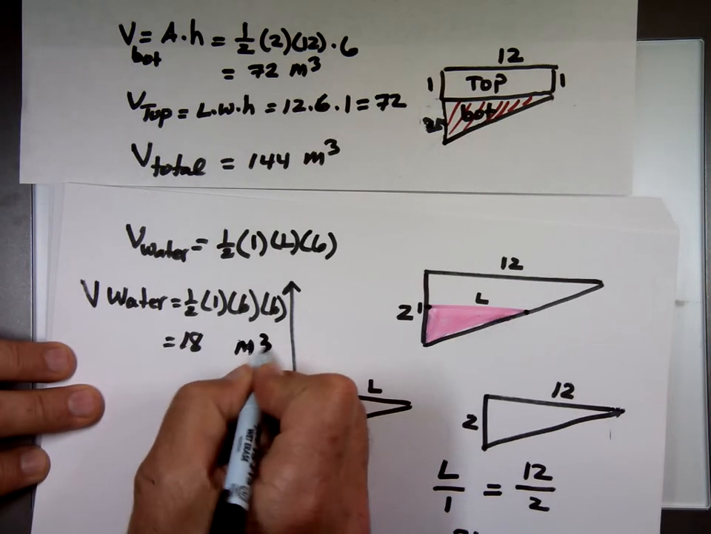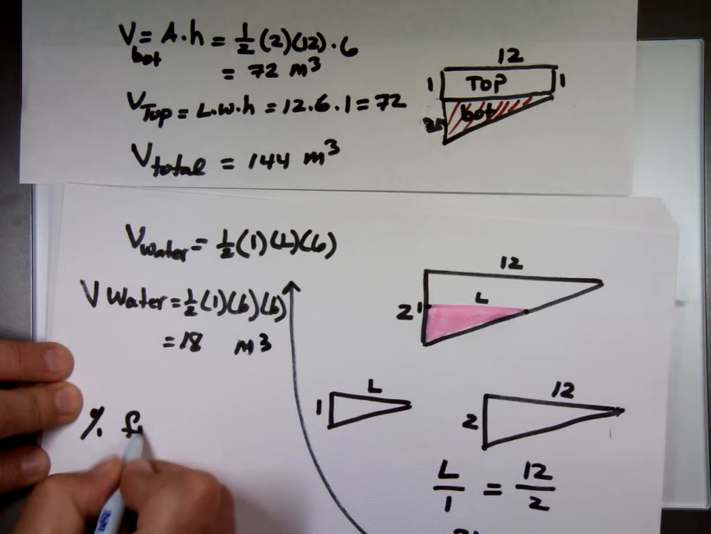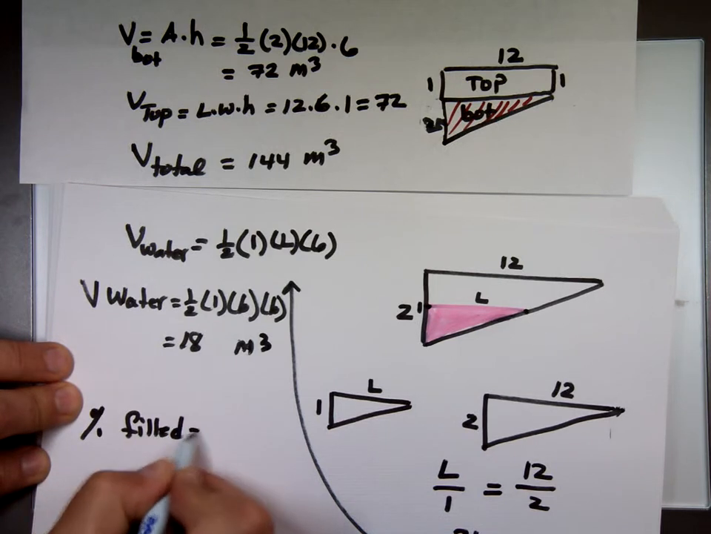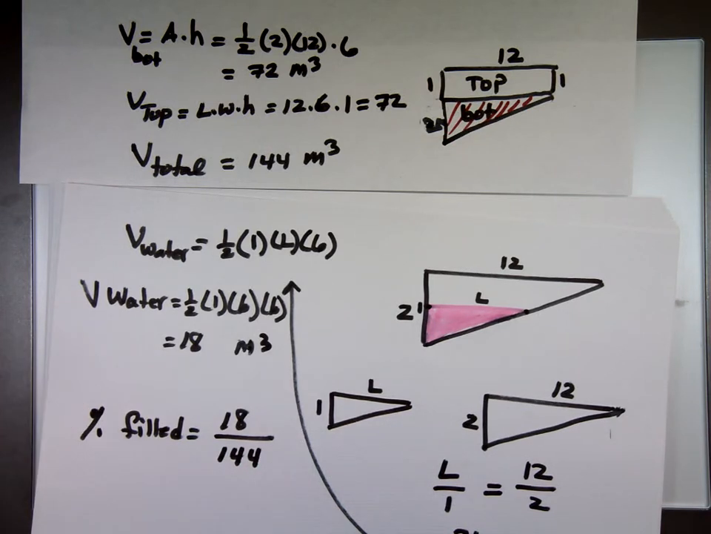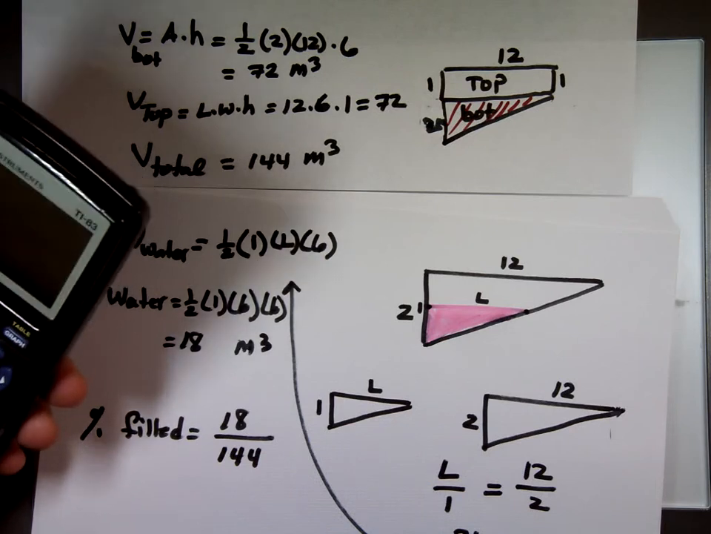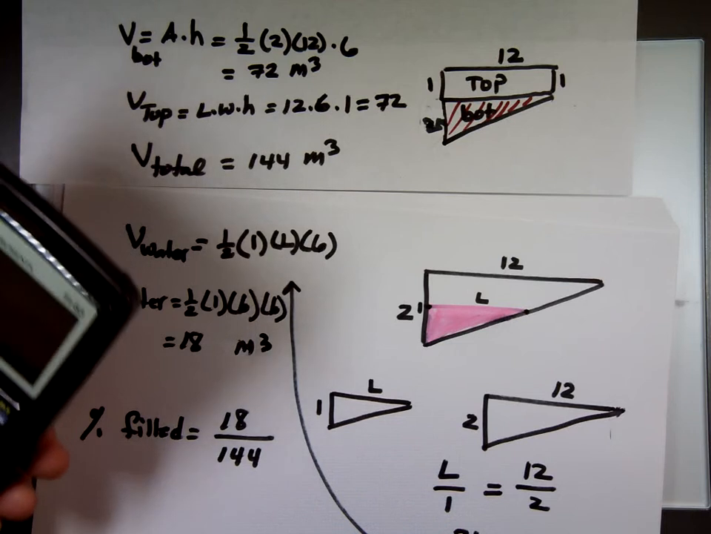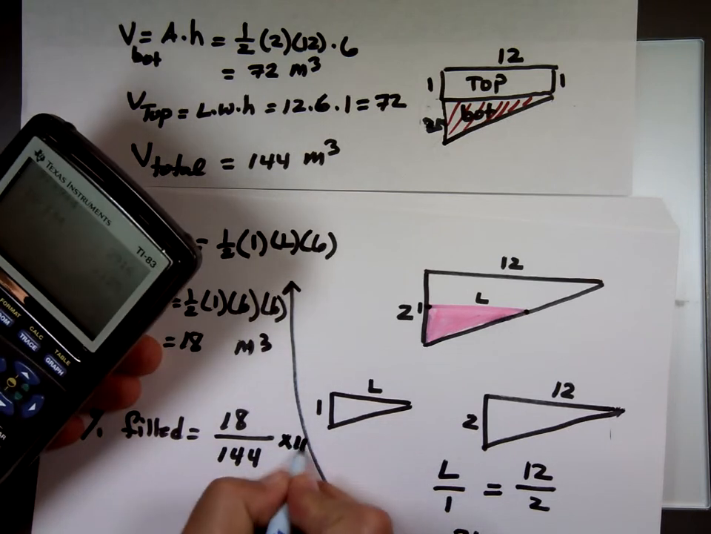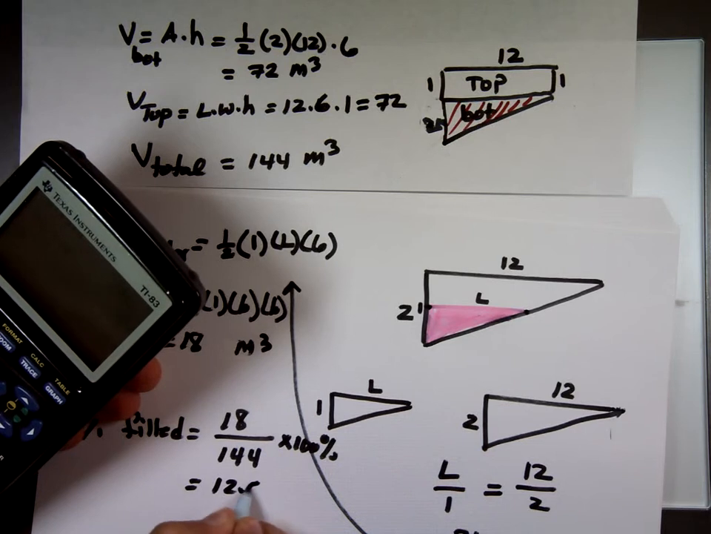So what percent of the pool is filled? 18 over, what was it, 144? And if you convert that to percent, you multiply by 100. What's 18 divided by 144? And you're going to multiply it by 100%, and that'll make it 12.5%.